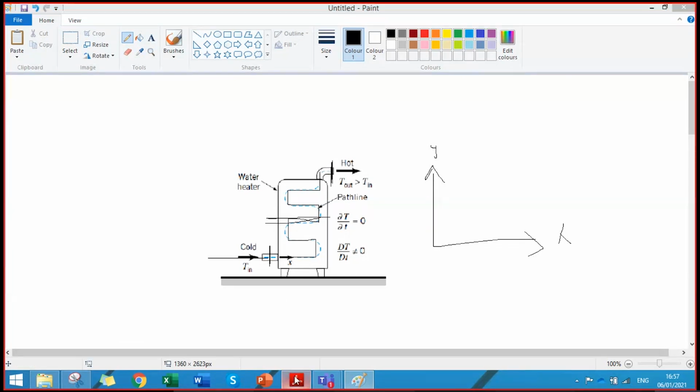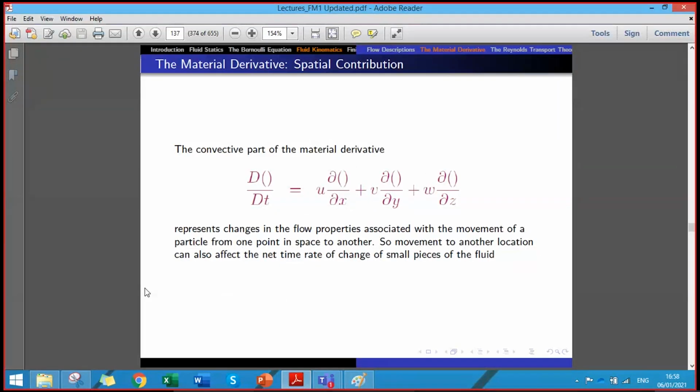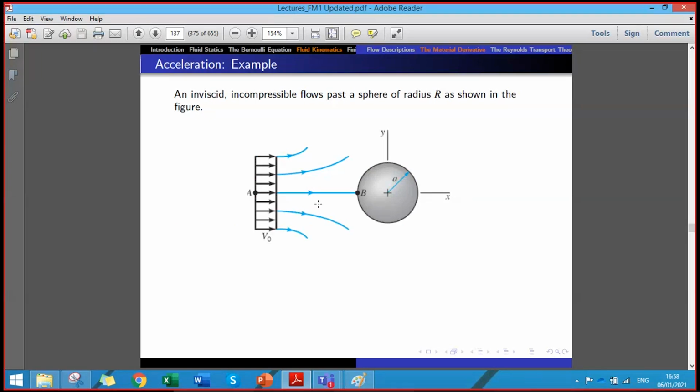So the spatial part is called the convective part, and it explains how quickly, because there is velocity associated with it. If I add temperature here, it will be explaining how the temperature is changing with respect to x and how quickly that location is changing. The u is defining the quickness of that location. Now we solve an example in order to have a clearer understanding of the material derivative or the convective and the spatial parts.